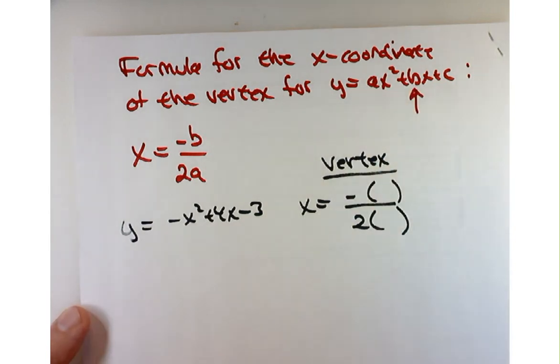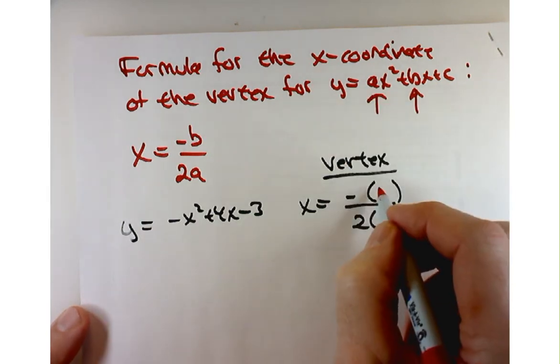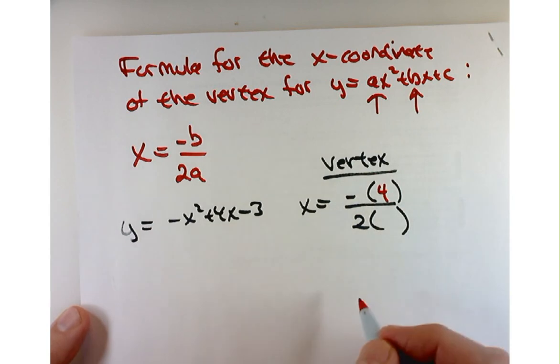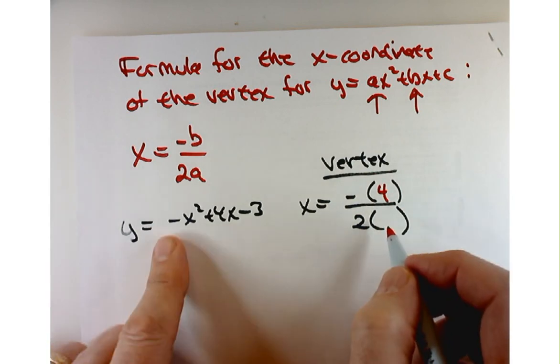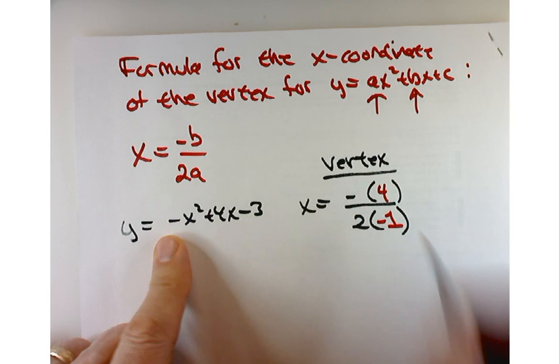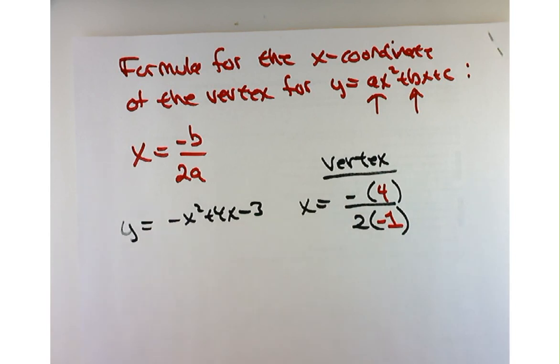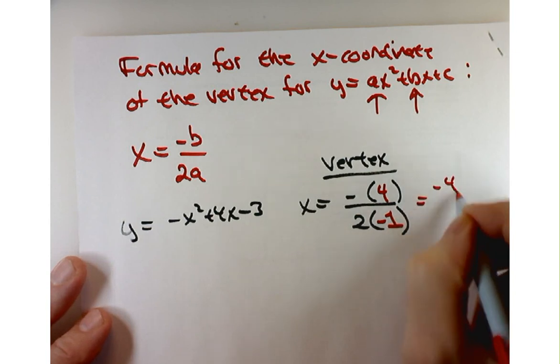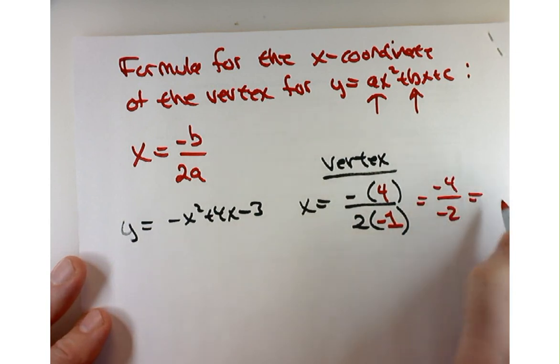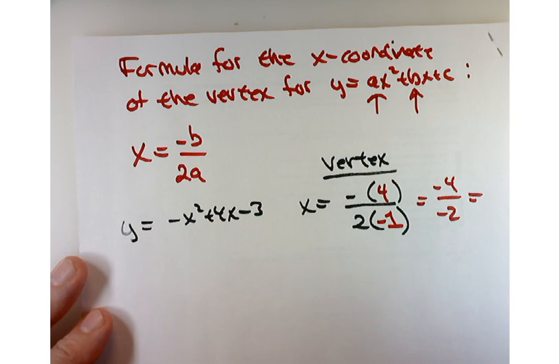So b is the coefficient of x, a is the coefficient of x squared. So negative of 4 divided by 2 times what? Negative 1. So it's important to get both those negatives in there, right? So that you get negative 4 over negative 2, which gives you a 2.